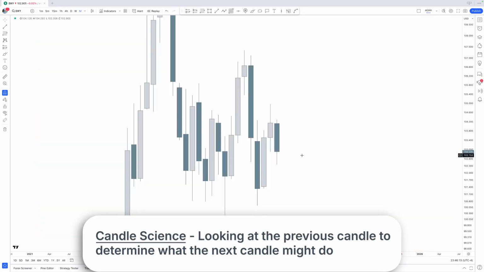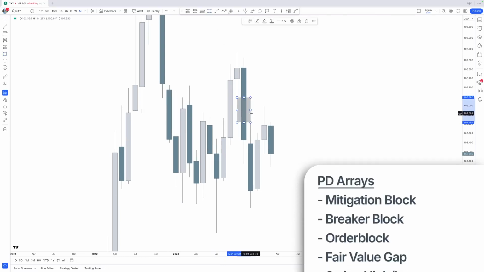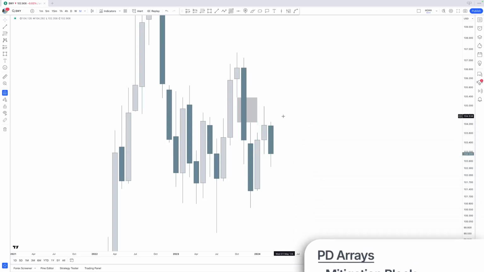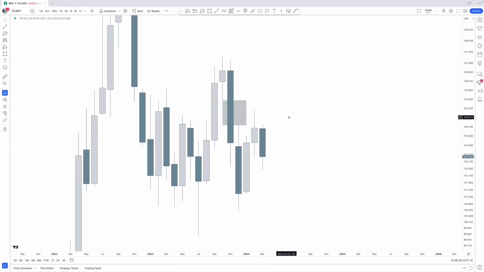Now, if you struggle with finding a draw on liquidity, my advice would be to mark out all the PD arrays that I just mentioned and see how candle science right there is respecting or disrespecting those PD arrays. So right here, we have this monthly fair value gap right there, which we are coming into with an up candle. Now I see right there that we are respecting that monthly fair value gap.